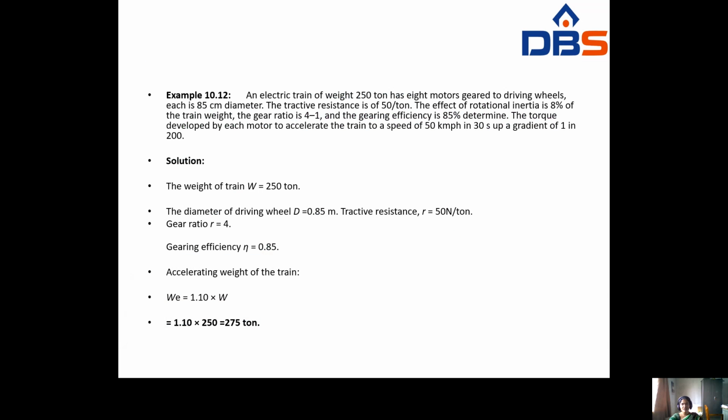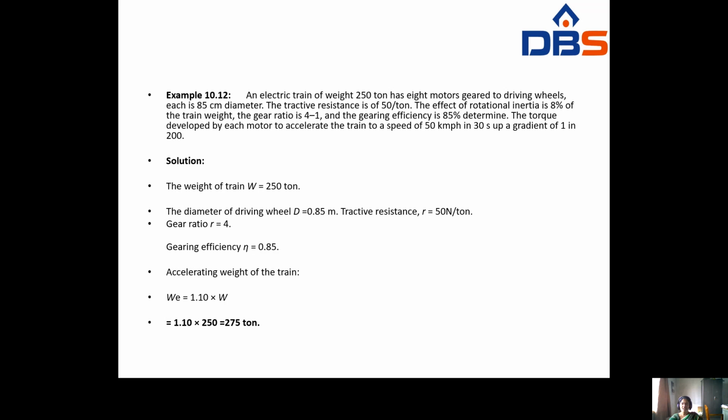An electric train weighing 250 tons has 8 motors geared to driving wheels, each 85 centimeters in diameter. The tractive resistance is 50 per ton.